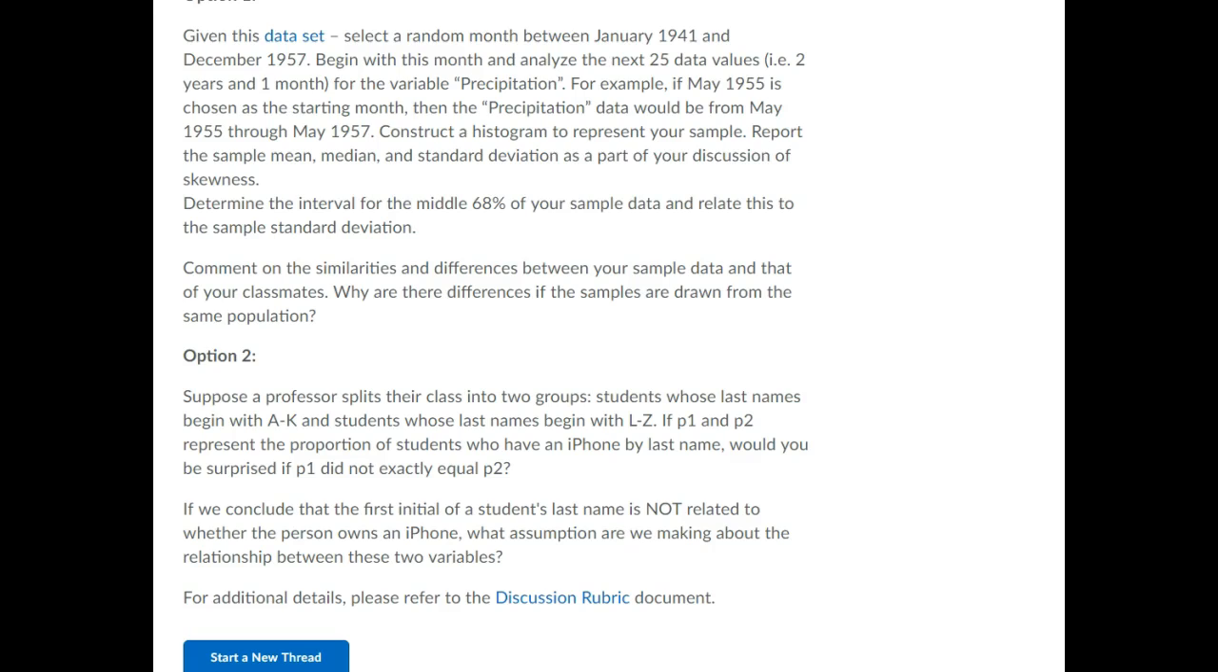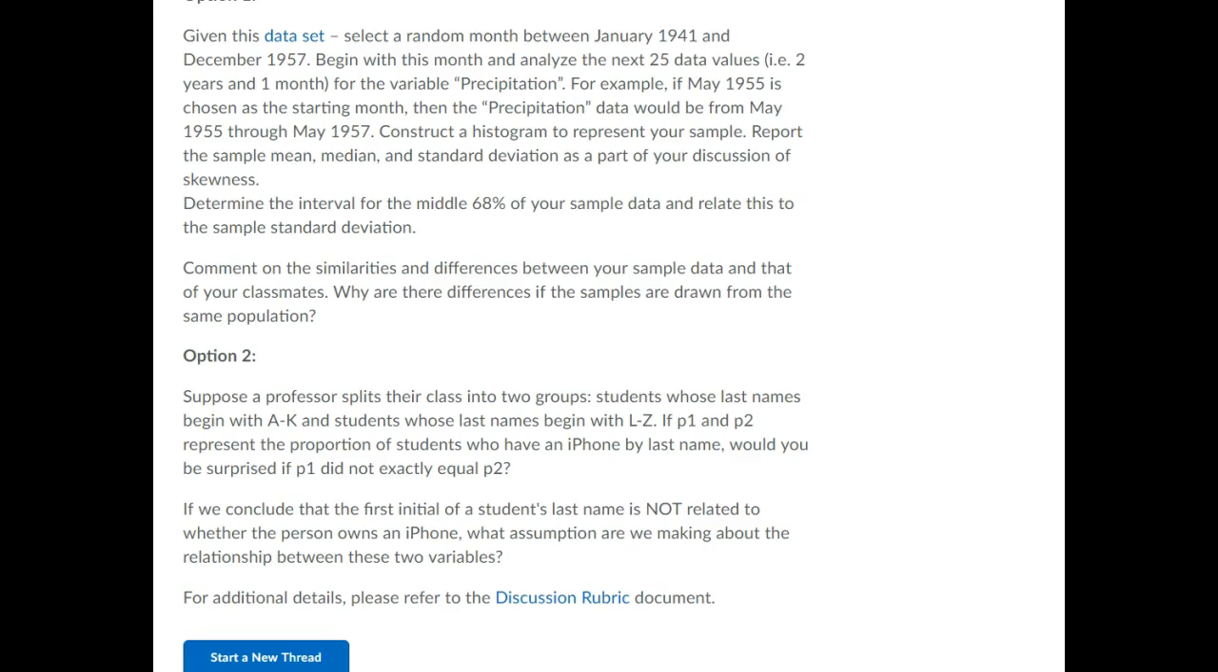So if we're splitting a class up here into 2 groups, what percentage would you expect each group to have? Having people form groups just based off their last names is a pretty random process. And so what would that mean for the proportion of each of these 2 groups?